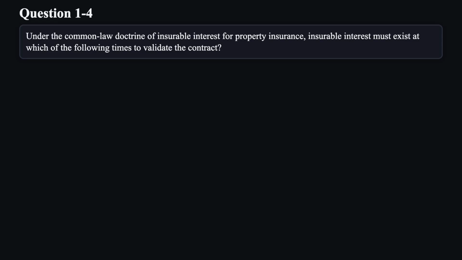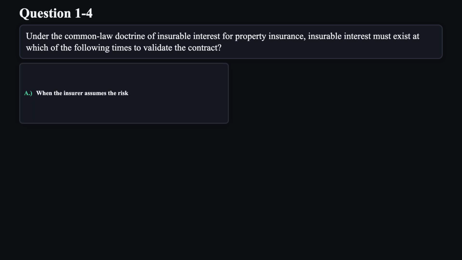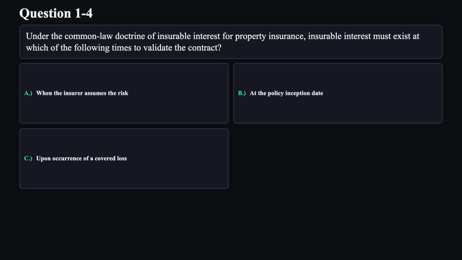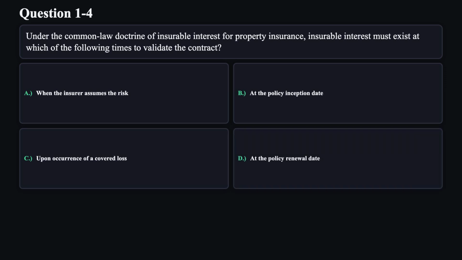Question 4. Under the common law doctrine of insurable interest for property insurance, insurable interest must exist at which of the following times to validate the contract? A. When the insurer assumes the risk. B. At the policy inception date. C. Upon occurrence of a covered loss. D. At the policy renewal date.